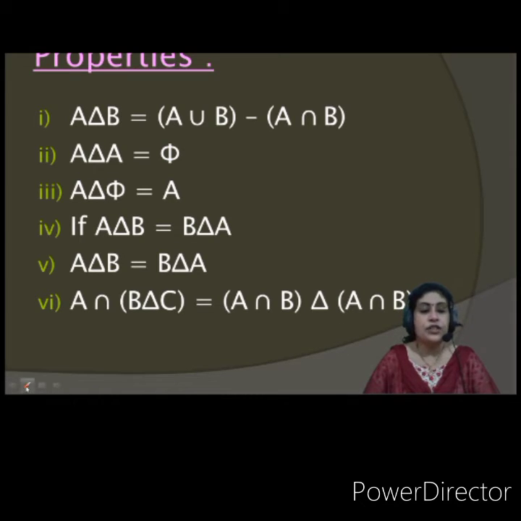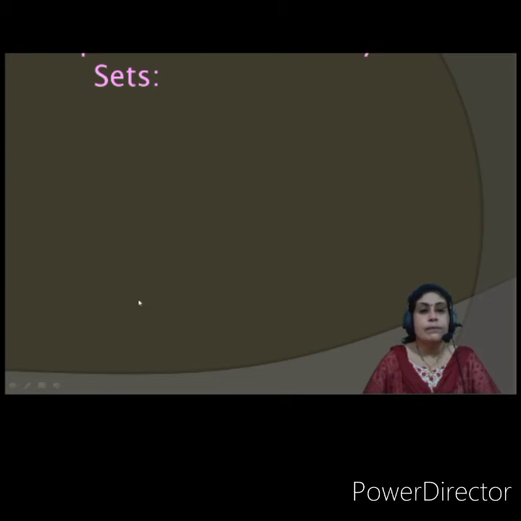Sorry, here it should be C. Here it should be C. Okay, kindly understand this and make changes accordingly, that this is A intersection B with symmetric difference of A intersection C. Okay, fine. I hope this is clear to you. Let us see the next one.